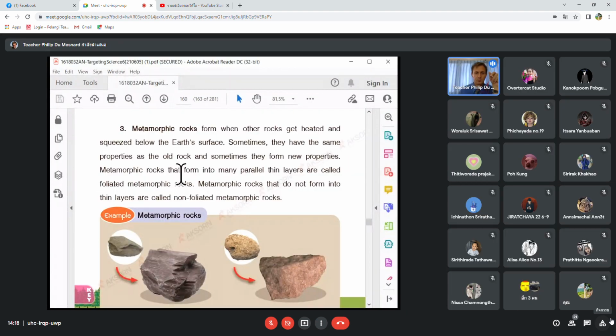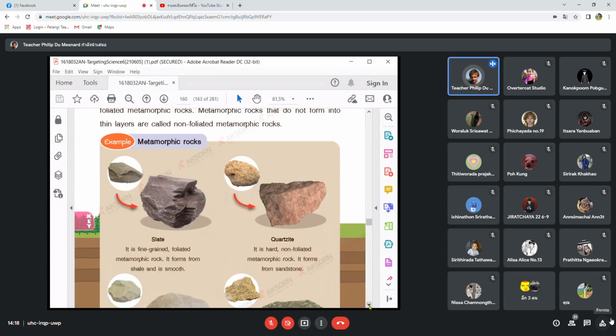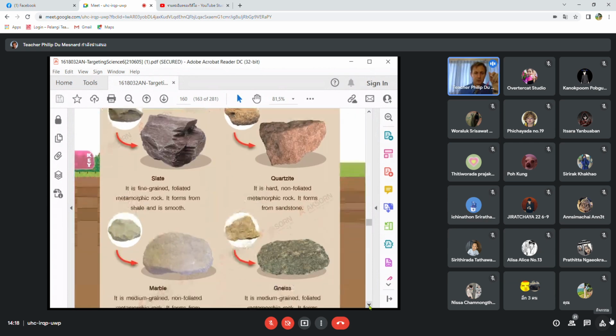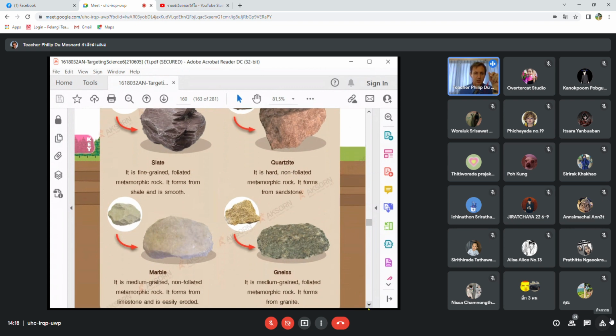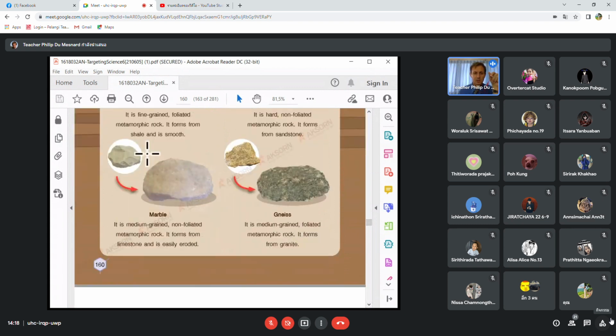Okay, so some metamorphic rocks are foliated. Metamorphic rocks that do not form into thin layers are non-foliated. Okay, and here are some examples of metamorphic rocks. We have slate, quartzite, marble, and gneiss. And this one, on the kitchen table, you can use marble. It's very strong.